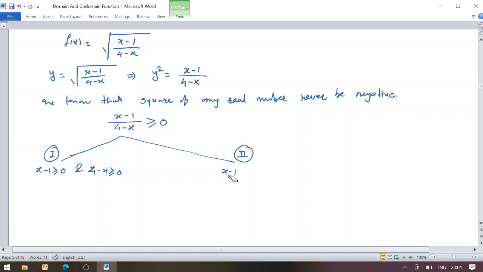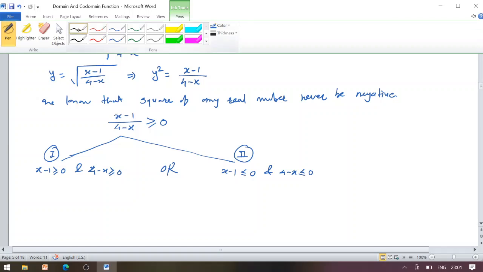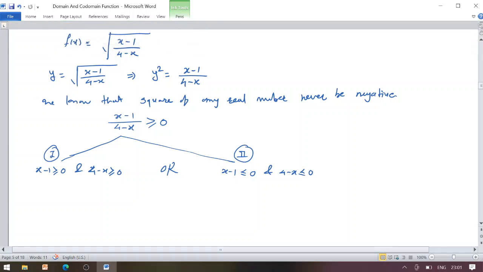So we might have now the second case of the form, I will note it down here: x minus 1 is less than or equal to 0 and 4 minus x is less than or equal to 0. So after simplifying all those inequalities, we might get the domain of the given function. In the first case, x minus 1 is greater than or equal to 0, meaning x is greater than or equal to 1. And now look once towards the denominator of the given function, it is 4 minus x. So it can never be 0. So we will consider here 4 minus x is strictly greater than 0.